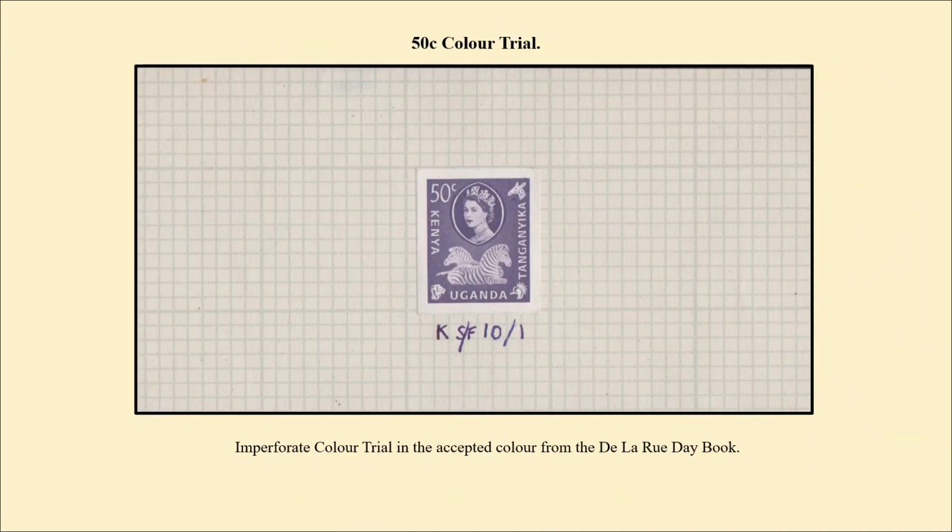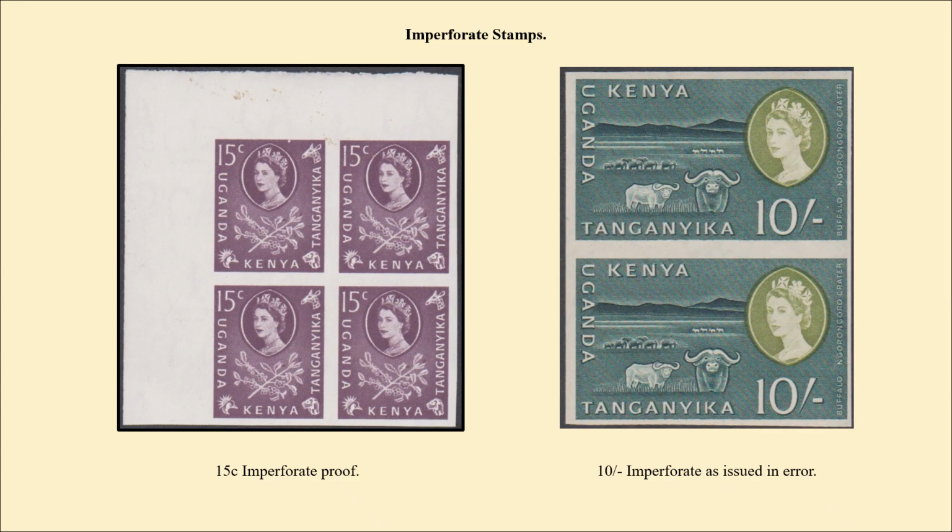This is an imperforate piece from the De La Rue day book, a colour trial in the accepted colour. Imperforate proof on the left hand side there, the 15 cent, and on the right the imperforate 10 shilling, which was issued in error.